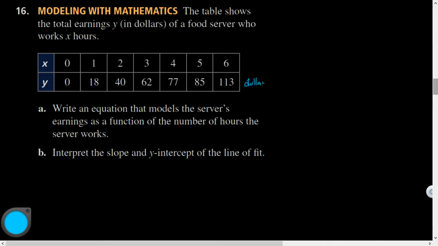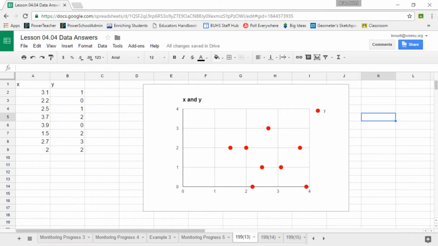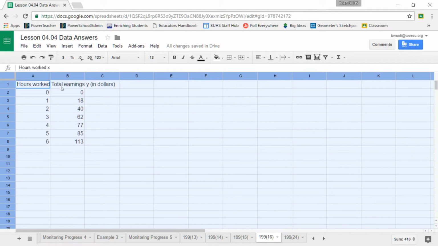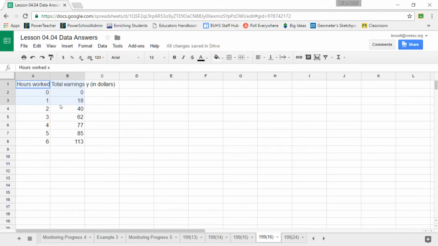So here's their dollars. Here's their hours. Okay? It says write an equation that models the server's earnings as a function of the number of hours the server works. Okay, so let me go back to my spreadsheet. I'm going to select what problem did I do? 16. Here we are. So here's the data. Hours worked X, total earnings in Y.